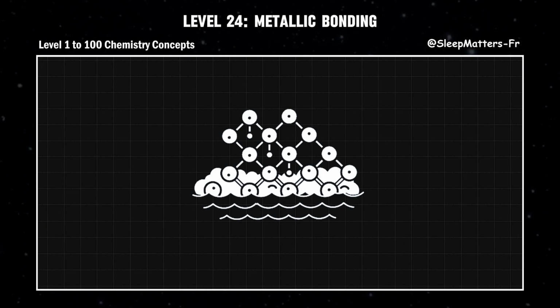Metals are also strong but flexible. If you hit a metal, the atoms can slide past each other without breaking because the electrons just move with them. It is like a dance, a silent, constant movement that keeps everything together. Visualize this. You are watching a group of children playing a game. They are standing in a circle, passing a ball to each other. But there is a twist. No one keeps the ball for more than a second. It keeps moving, never stopping.